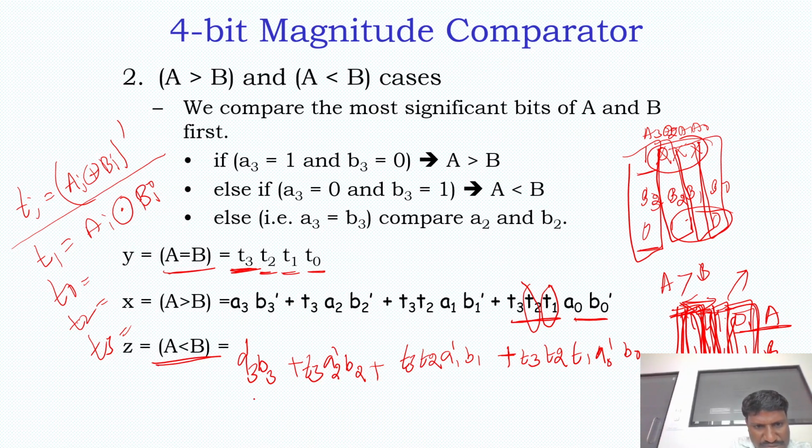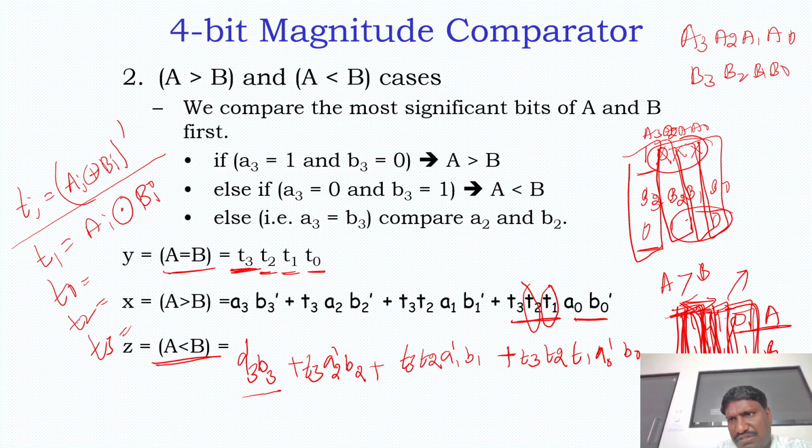So if A3 is 0, B3 is 1, I need not look at the rest of the bits. If first A3 B3 are equal, then I need to look at the next bit. If these two are equal, next bit. If these three are equal, next bit. So what we are trying to do is, we will be comparing A3, A2, A1, A0, B3, B2, B1, B0.